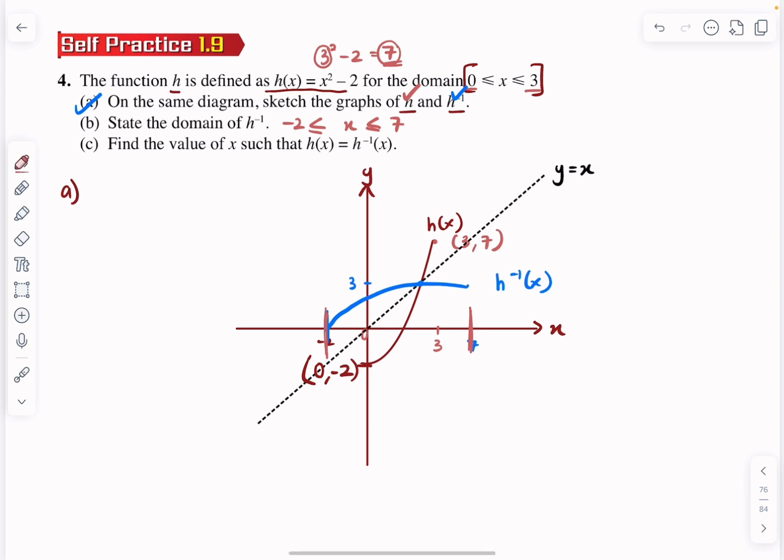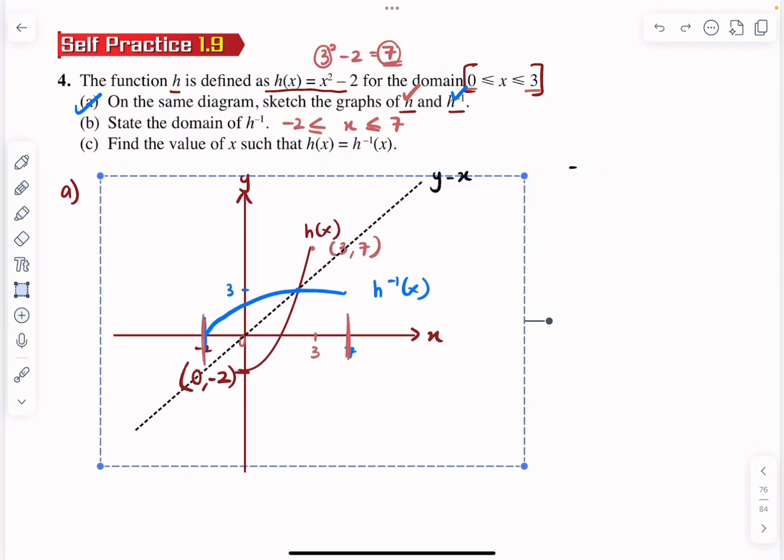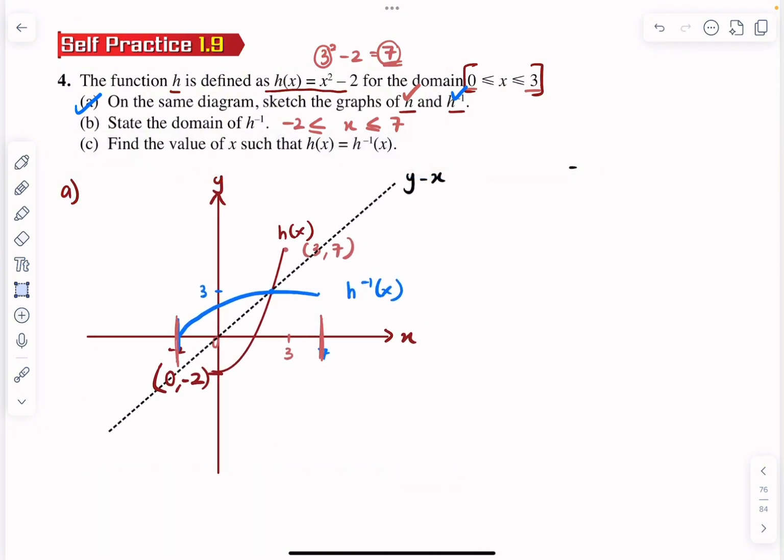Next. State the value of x such that h(x) is h inverse x. So where they intersect here is what we need to find. To solve this, let's first move this graph here. What we can do is solve it using calculation. So we know h(x) is x squared minus 2. We can find h inverse x.